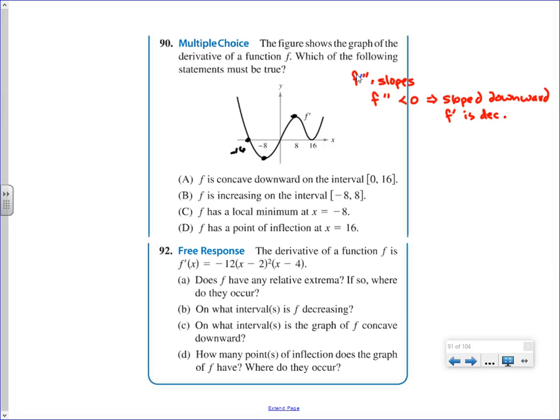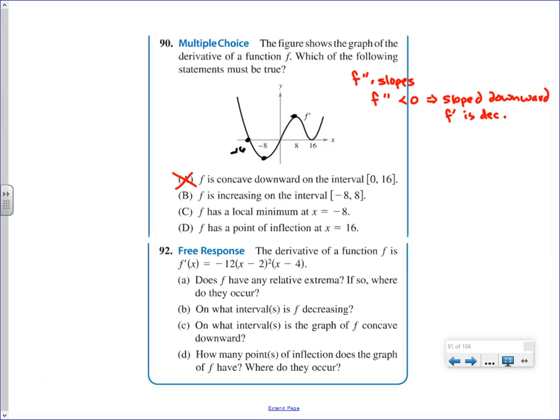So either f is sloped downward or f prime is decreasing. So the question is, is f prime decreasing all the way from here to here? Increasing, decreasing, increasing. This little area right here, from 8 to 16, would be concave downward for f, not f prime. And technically, from negative infinity to negative 8 as well. But no, A is not right.